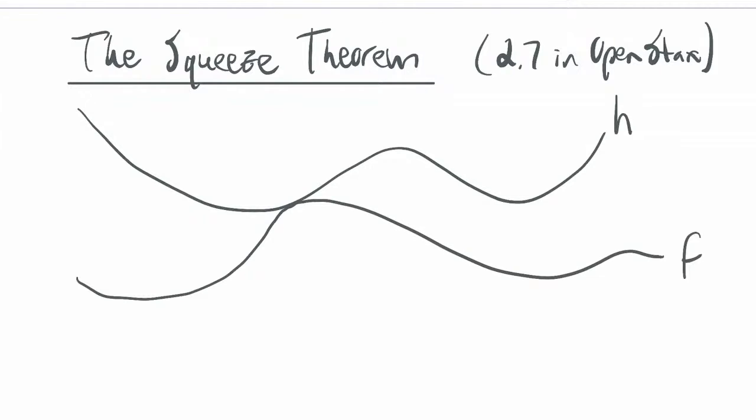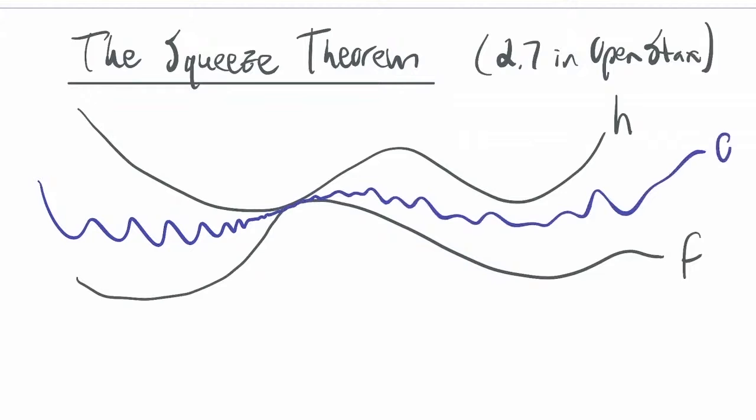And you have some other function that is stuck between them. It can be as crazy as you want. It can be doing whatever, but it's between f and h. Maybe f and h are easier to deal with, like you know how to handle them for limits.